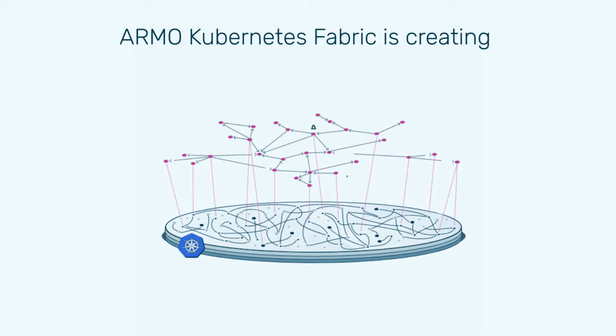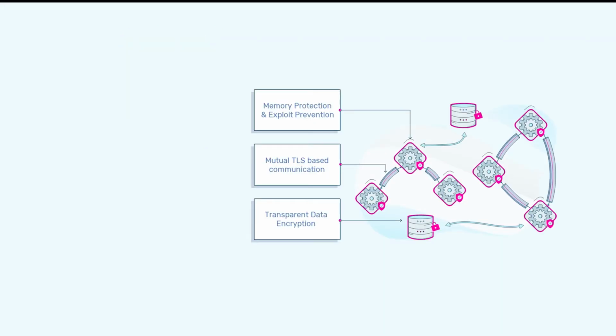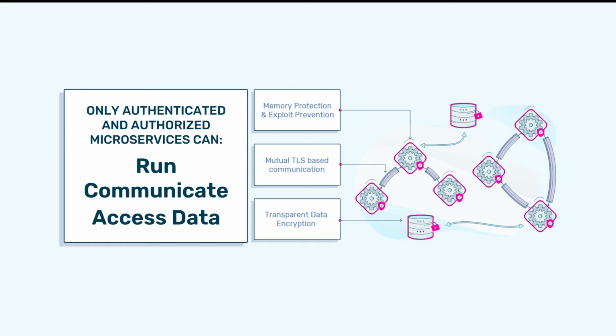In this demo, we'll show you how ARMO can be used to apply zero trust security in any cluster in less than 10 minutes. A true zero trust Kubernetes cluster means that only authenticated and authorized microservices can run and execute code, communicate between each other, and access sensitive data.